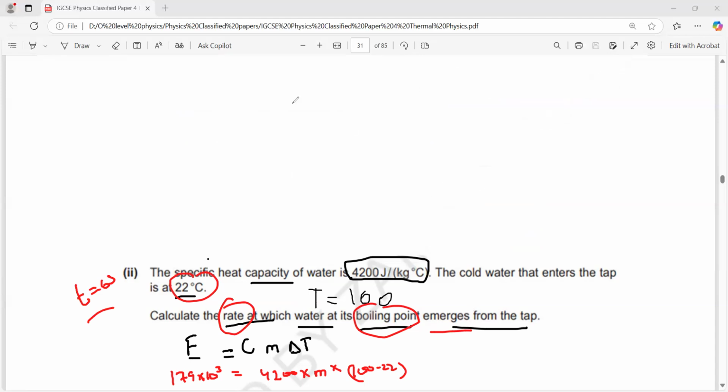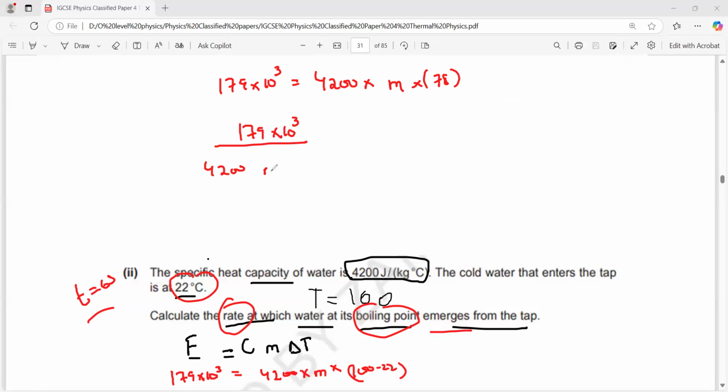So we use the formula E equals c m delta T, where E is energy, c is specific heat, m is mass, and delta T is the change in temperature. So we just simplify. This is 179 exponent 3. Specific heat is 4,200. The mass is unknown, and 100 minus 22, which is 78. This all is multiplied. We need m. So this is multiplied, on the other side it will be divided. So 179 exponent 3 divided by 4,200 divided by 78.